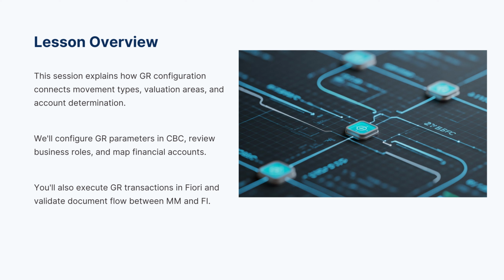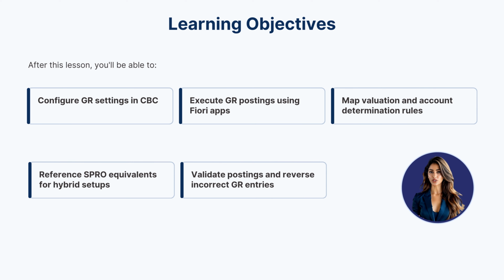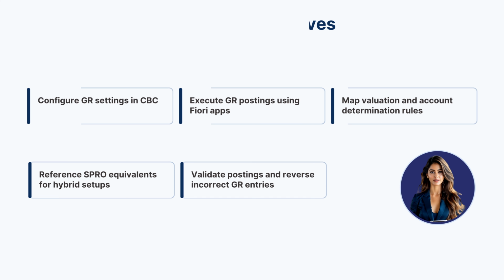We'll cover CBC activities, movement type logic, account determination, and user roles. Then we'll perform live postings through Fiori and verify how each GR updates both stock and financial ledgers in real time. By the end of this lesson, you'll be able to configure GR settings in CBC, execute transactions through Fiori apps, and map valuation accounts for automatic postings. You'll also be able to interpret SPRO references used in private and hybrid editions and perform GR reversal accurately.